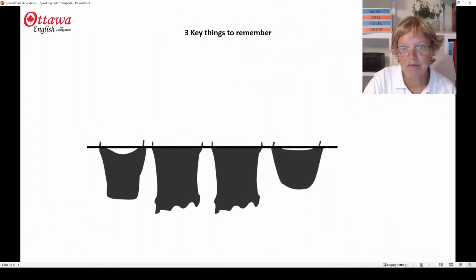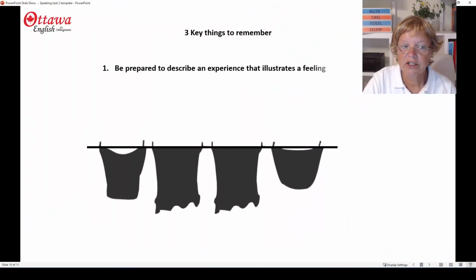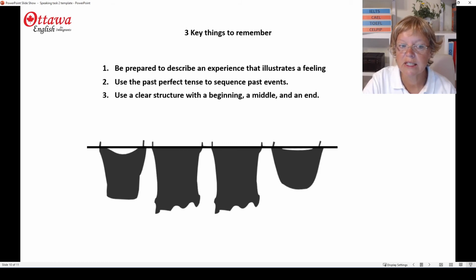So 3 things to remember. The first is that you need to be prepared to describe an experience that illustrates a feeling. And you can prepare the same story for lots of different feelings. The second is that you need to use the past perfect tense to sequence past events. That's what's going to get you that higher score. And the third one is you want a clear structure with a beginning, a middle, and an end. So you have an introduction, the situation, what happened, and a conclusion.